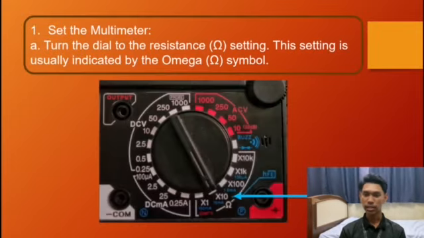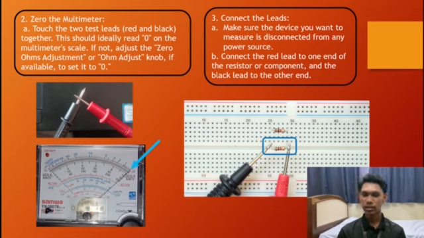Third, connect the leads. Make sure the device you want to measure is disconnected from any power source. Connect the red lead to one end of the resistor or component and the black lead to the other end.